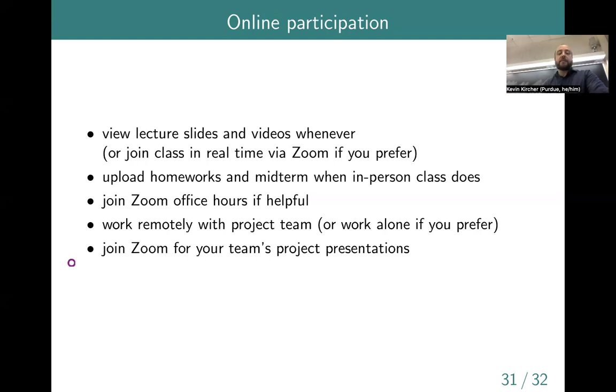And then, do the project. Again, if you really want, you can work on your own, although I encourage you to work in teams. And that you can do remotely. I would suggest that you set up Zoom or Teams or whatever your favorite video chat is, and have periodic meetings to keep everybody involved in the project. And then I will ask you to join in real time for the presentations, both your own team's presentation, but also to provide comments and questions on the other teams.